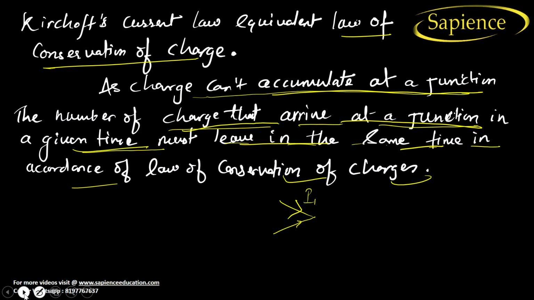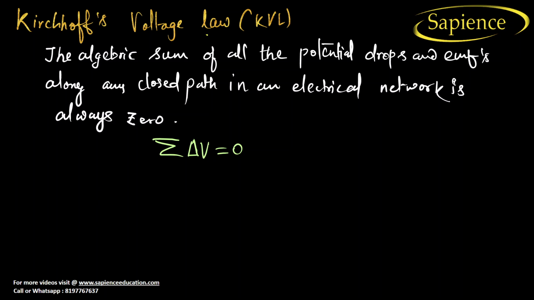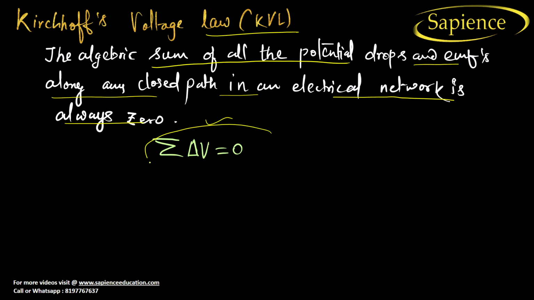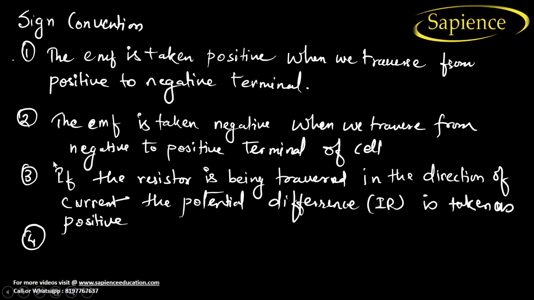Now next is Kirchhoff's voltage law. The algebraic sum of all the potential drops and the EMF along any closed path in an electrical network is always zero. That is, the total potential drop will always be zero. This is known as Kirchhoff's voltage law. But how will you apply it in the circuit? Before that, we need to understand that you have to use the sign convention. First, the EMF is taken positive when we traverse from the positive to the negative terminal.